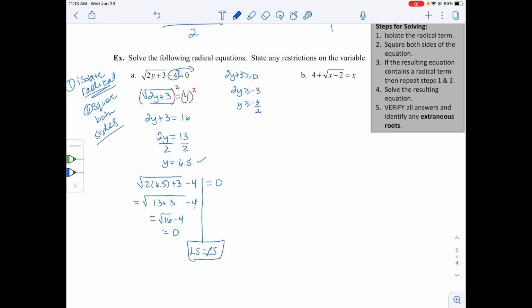Again, for question B, let's move over this 4. We know that the square root of x minus 2 is equal to x minus 4. Our restrictions here: x minus 2 underneath the radical has to be greater than or equal to 0, so x has to be greater than or equal to 2. And x minus 4 also has to be greater than or equal to 0, so x actually has to be greater than or equal to 4. There's an inherent restriction here: that value has to be greater than or equal to 0 because the square root of x minus 2 has to be a positive number.